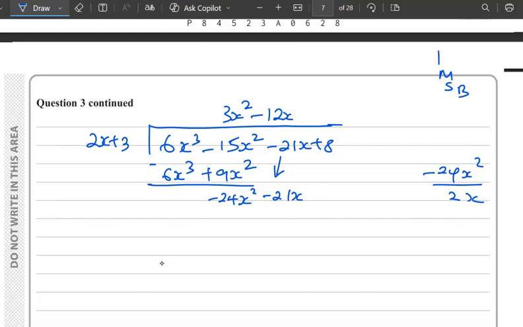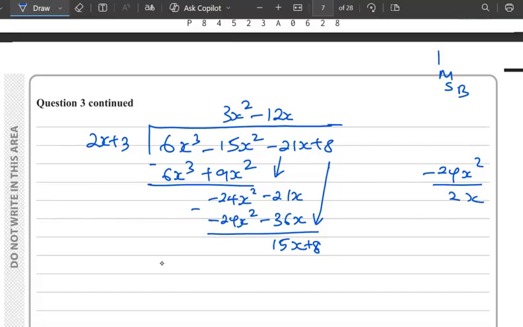Negative 12x times this one will give you negative 24x squared. Negative 12 times this will give you negative 36x. Then we subtract. So this one is 0. Minus 21 minus 36. So this one will give you positive 15x. Then we bring 8, plus 8.